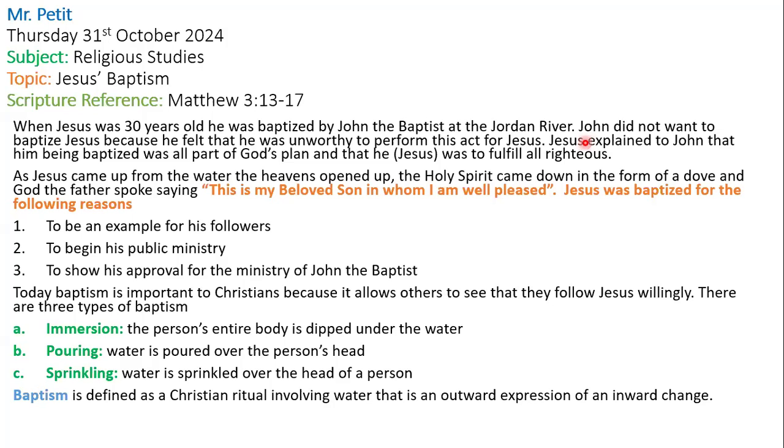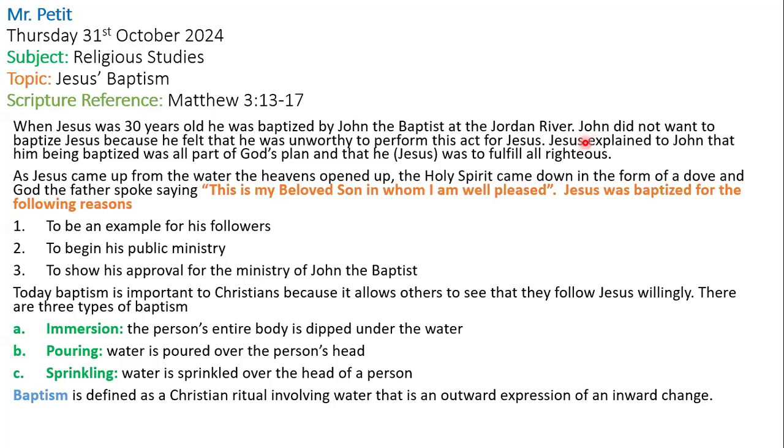Who baptized Jesus and where? John the Baptist. In the Jordan River. Why was Jesus baptized? To be an example for the beginning of the ministry of John the Baptist. To fulfill God's plan. Very good, to fulfill God's plan.